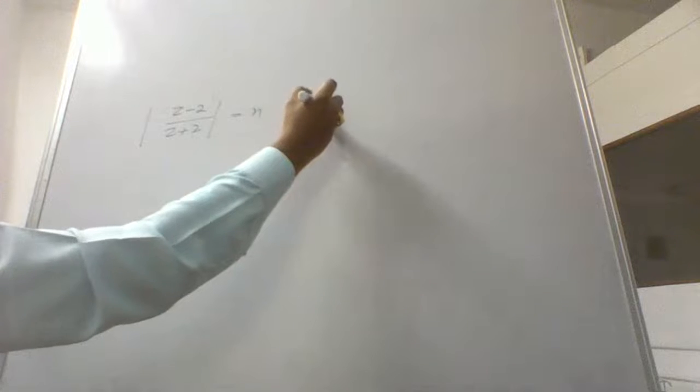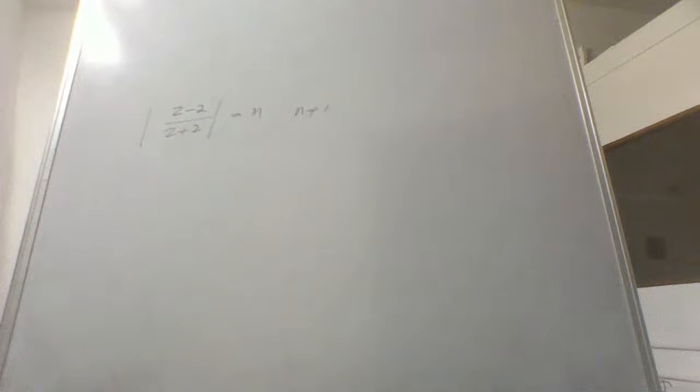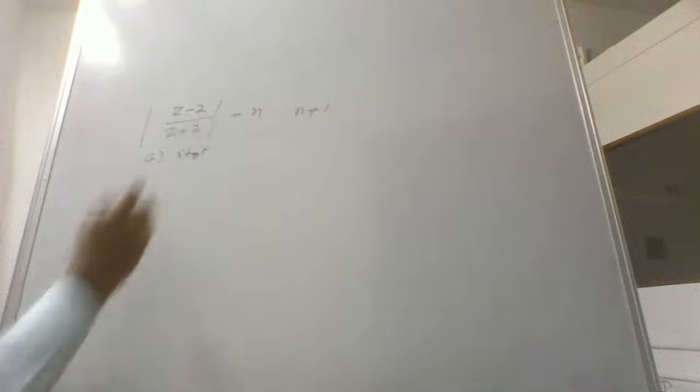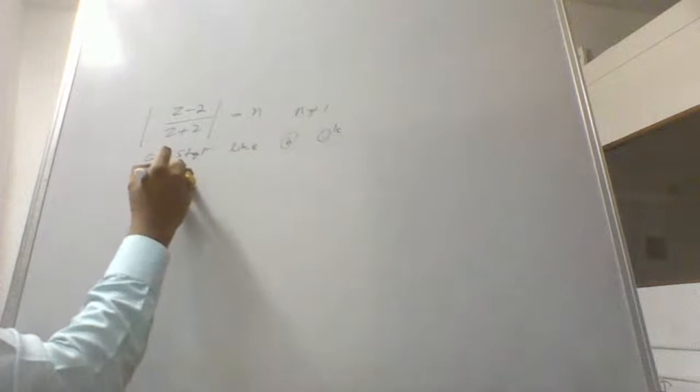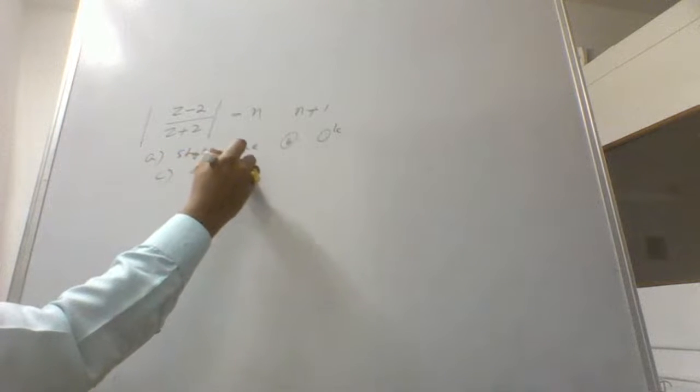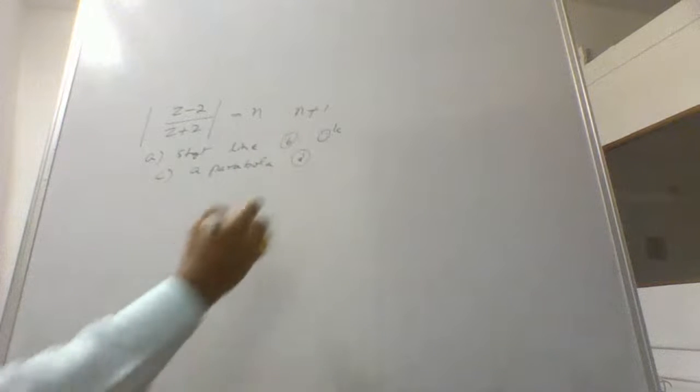Okay, let me write down the next problem here. Now, if mod of (z minus 2) divided by (z plus 2) is equal to n, where n is a constant and n is not equal to 1, then the locus of z is it a straight line, or is it a circle, or is it a parabola, or is it an ellipse?